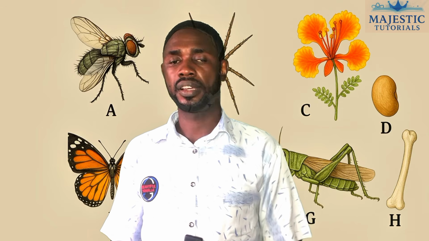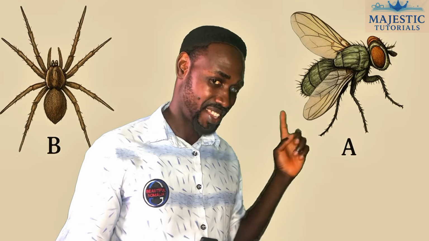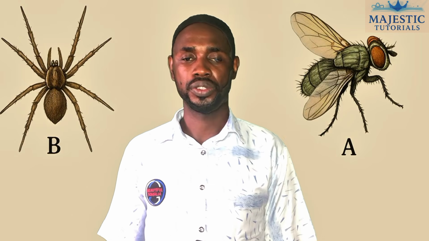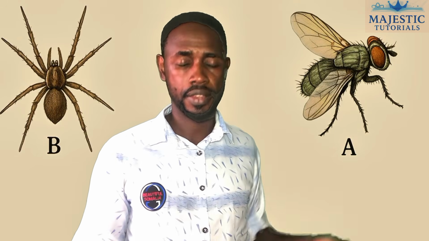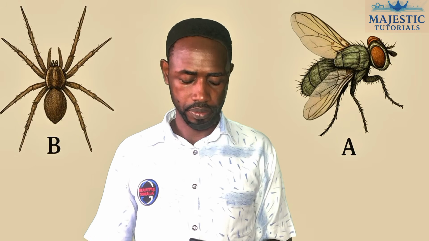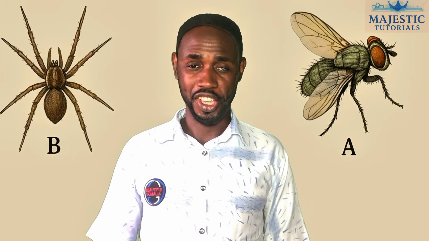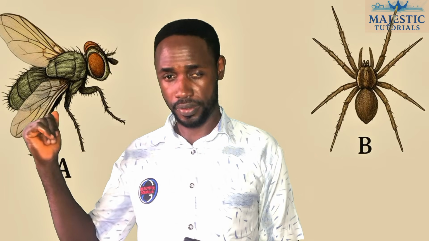So I'm going to pick our number 1, which is the housefly. I want you to look at these 2 specimens now. Close to me, you see the spider and the housefly, but let me change the 2 now. Okay, here the housefly is now here, and the spider is now here. If you watch well, this is specimen A and this is specimen B.